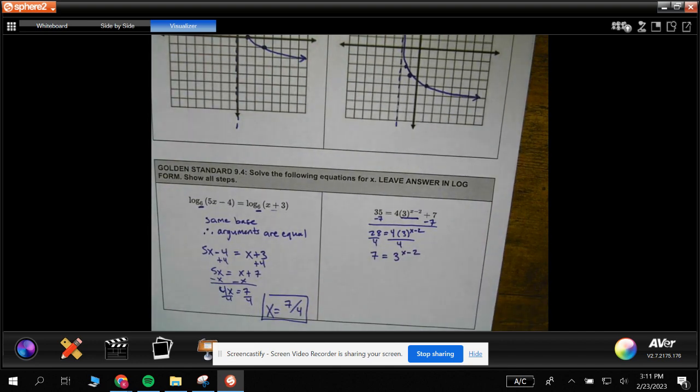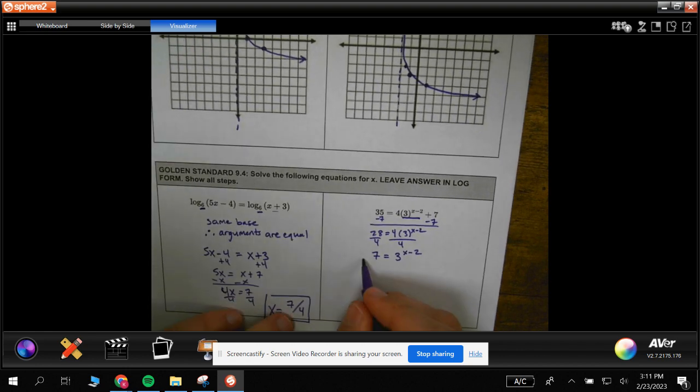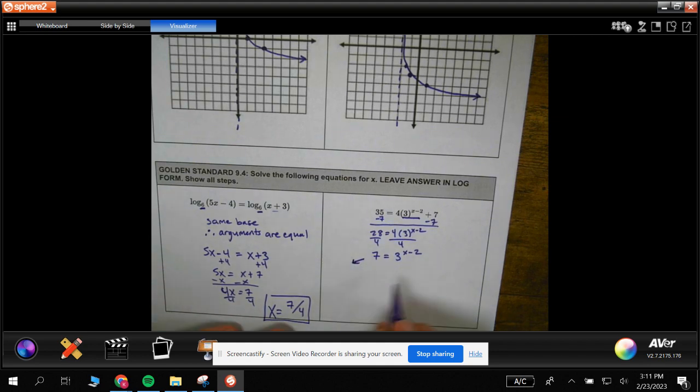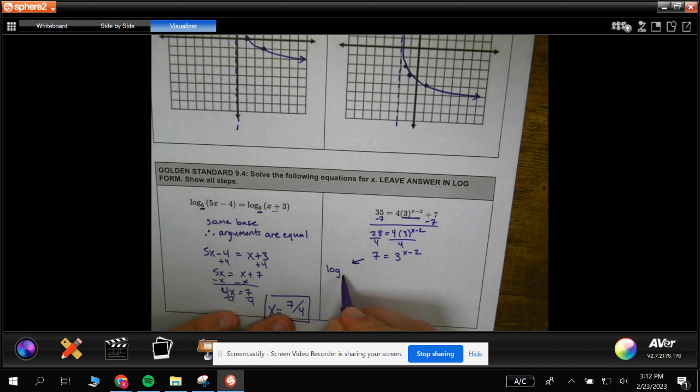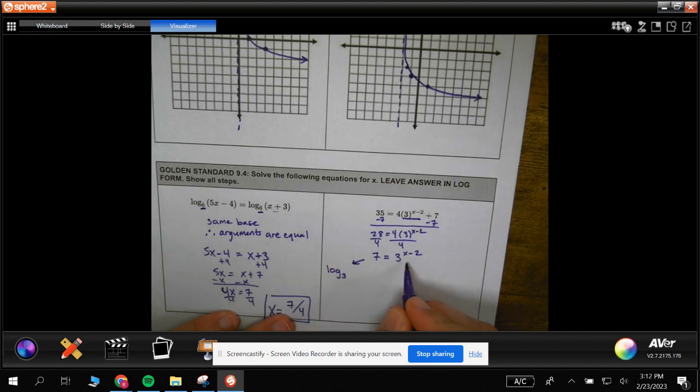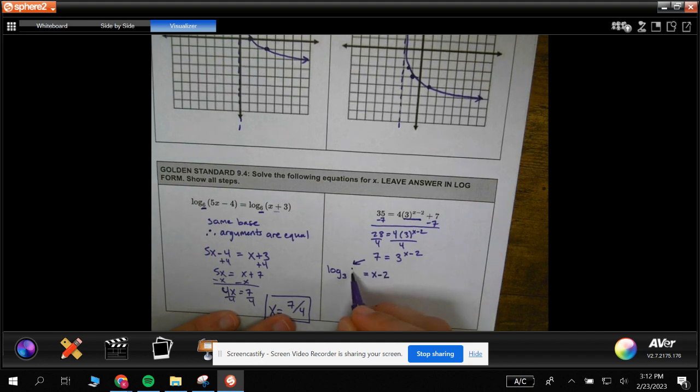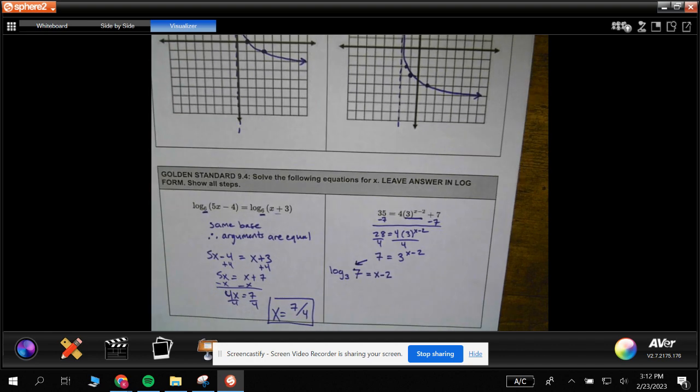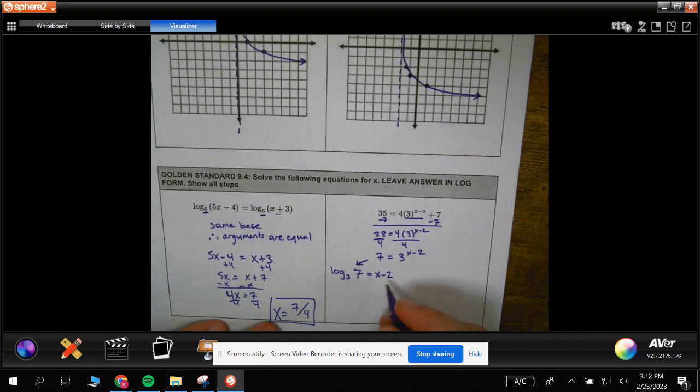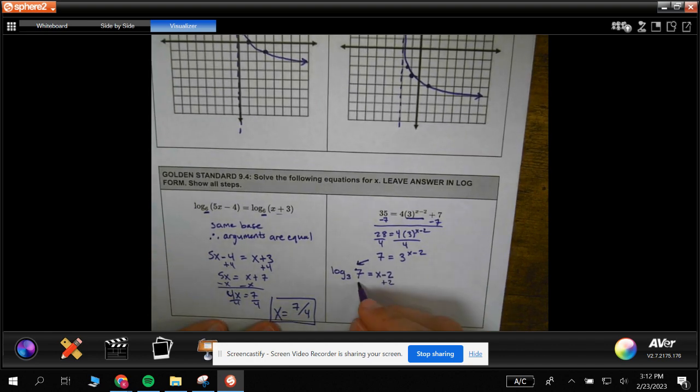Now, there are 2 ways we can do this. The first way, which is less helpful, I'm going to show you the less helpful way first, is we just rewrite this as a logarithm. So log, what's our base? It's 3. 3 to what power equals 7. So we could write it like that. Then, to get x by itself, add 2 to both sides.